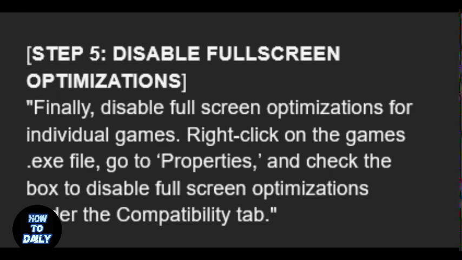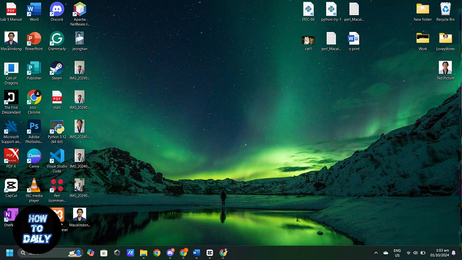Finally, disable full screen optimization for individual games by right-clicking on the game's .exe file, going to Properties, and checking the box to disable full screen optimizations under the Compatibility tab. These are the best Windows settings for gaming on a monitor.